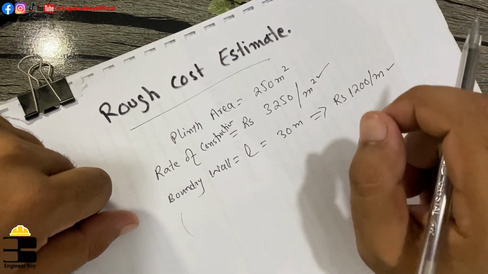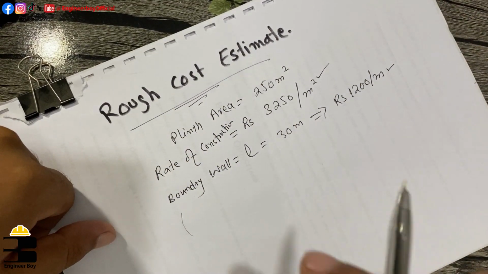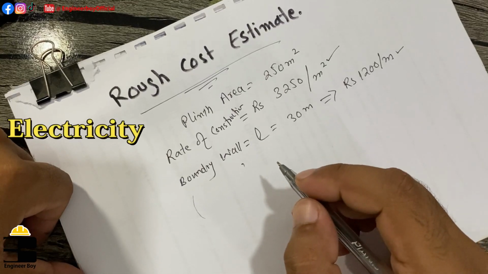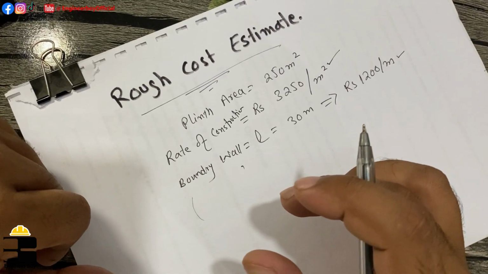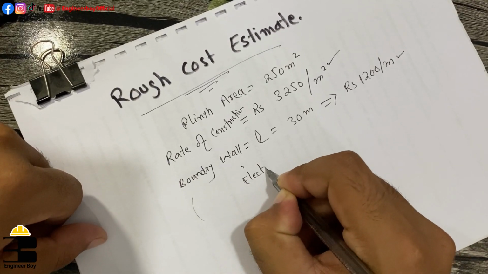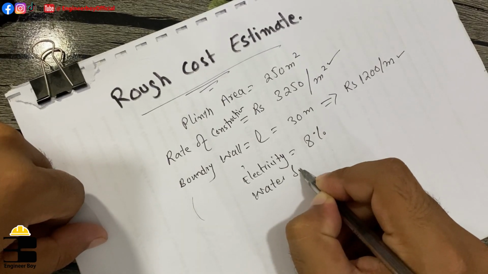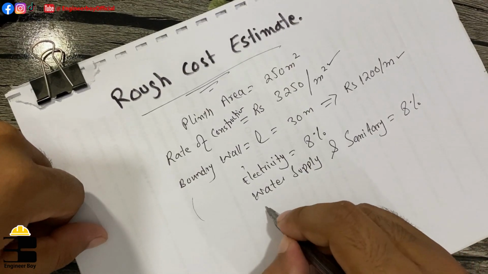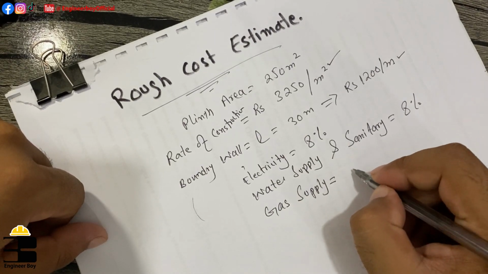Now we are asked to determine the rough cost estimate of the same residential building, and there are some other things as well: the water supply, electric supply, gas supply, sanitary work, and some contingencies. These things are also asked to be determined. The electricity can be taken as 8%, water supply and sanitary work is also 8%, and then we have the gas supply, which is maybe 4%.